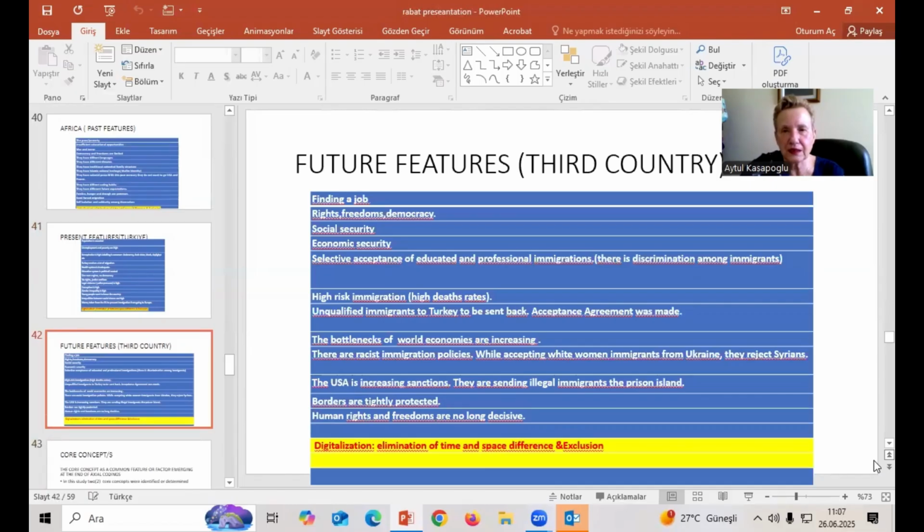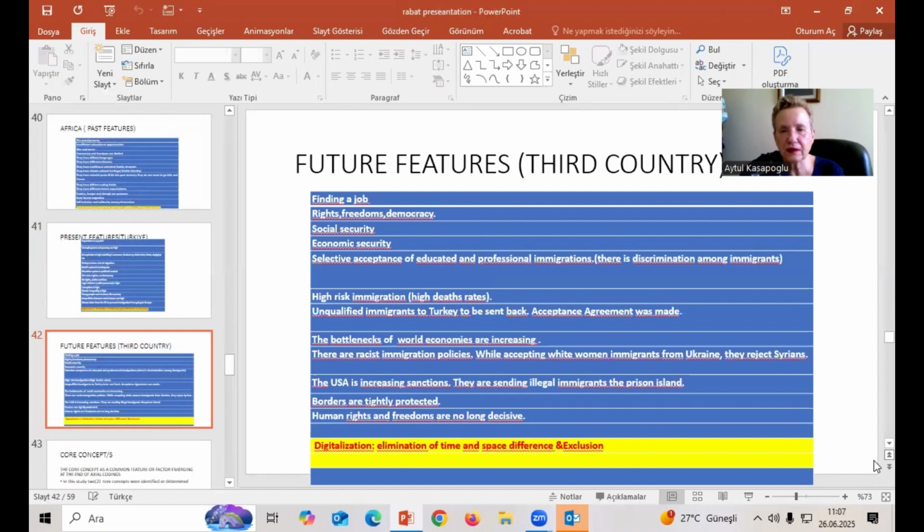And for future characteristics, I'd like to talk about the third country. Why do they go to third countries? Finding a job, rights, freedom and democracy, social security, economic security. But there is selective acceptance of educated and professional immigrants, discrimination among immigrants, high-risk immigration, high death rates, and an acceptance agreement was made to send unqualified immigrants back to Turkey. The bottlenecks of the world economies are increasing. There are racist immigration policies.